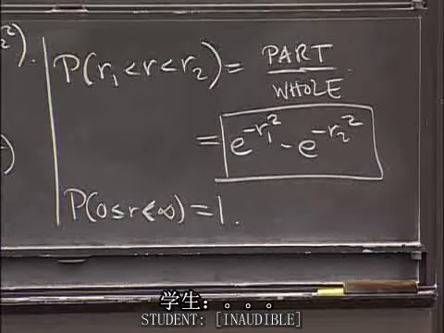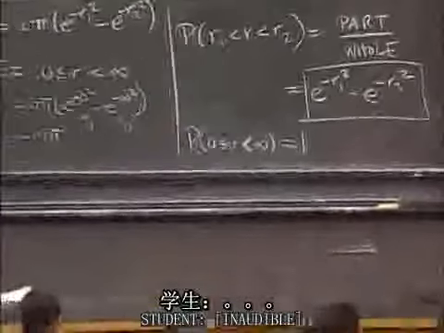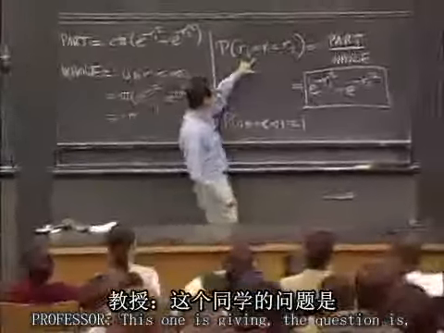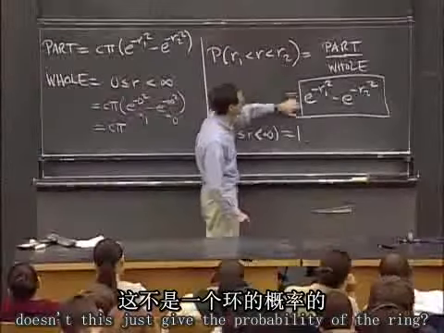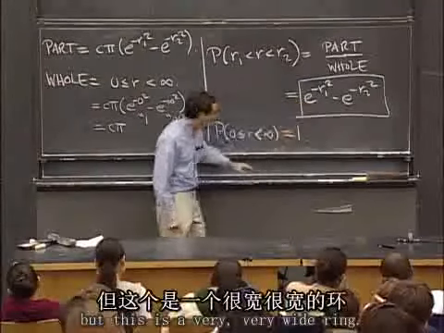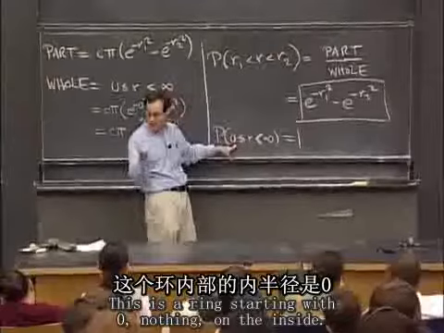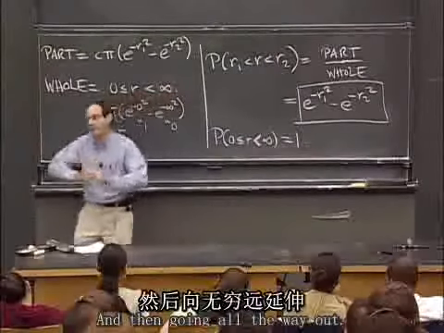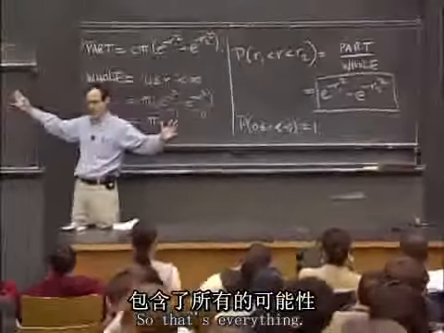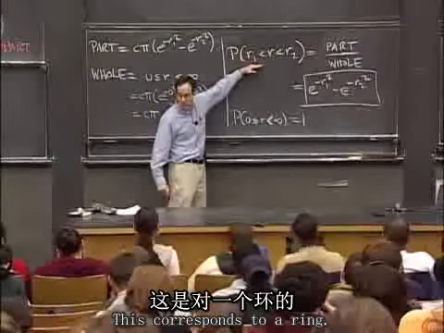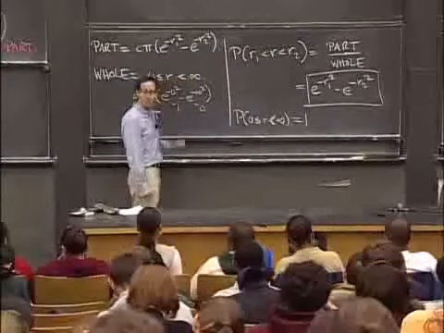Yes? Doesn't that just give the probability, though, for the ring, not just the small fraction of probability? So the question is, doesn't this just give the probability of the ring? This gives you the probability of the ring, but this is a very, very wide ring. This is a ring starting with 0, nothing on the inside, and then going all the way out. So that's everything. So this corresponds to everything. This corresponds to a ring. Okay?